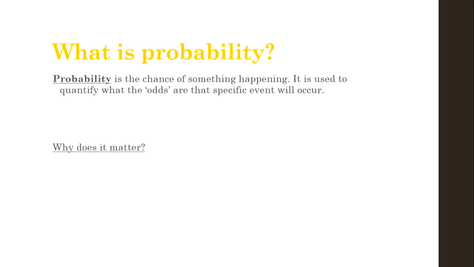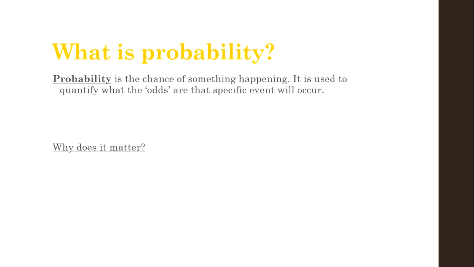First, the question that we should ask is, what is probability? Probability is the chance of something happening. It is used to quantify what the odds are for a specific event and to see if that event will occur. So you guys probably know lots of games that are called What Are the Odds? That's all based on probability.